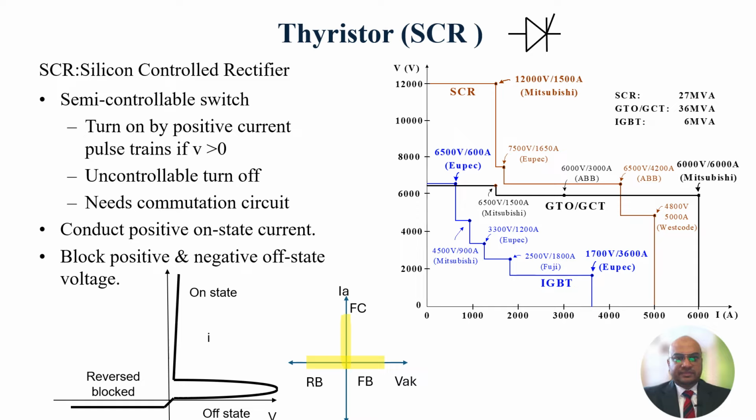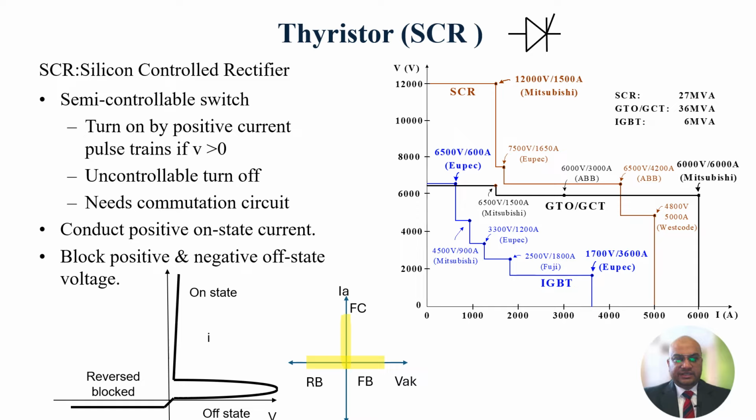It conducts during the positive on state current and it blocks the positive and negative off state voltage. So here we can see two characteristics. One is the ideal characteristic, which is highlighted by this yellow color, which shows that during on state, it has two basically features where you can see in forward conduction mode and forward blocking mode. And then in the negative half, it is providing a reverse blocking mode.